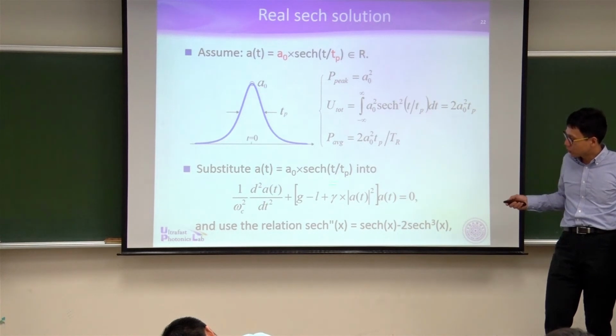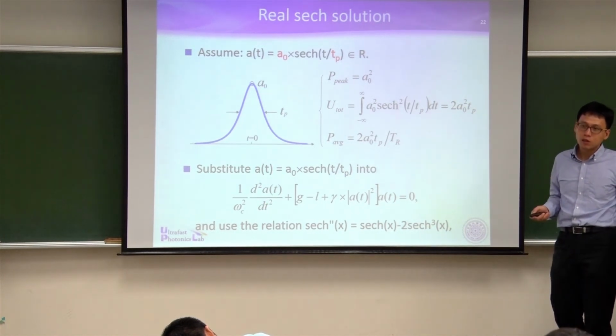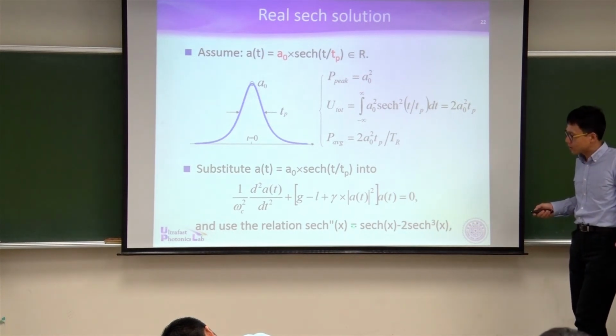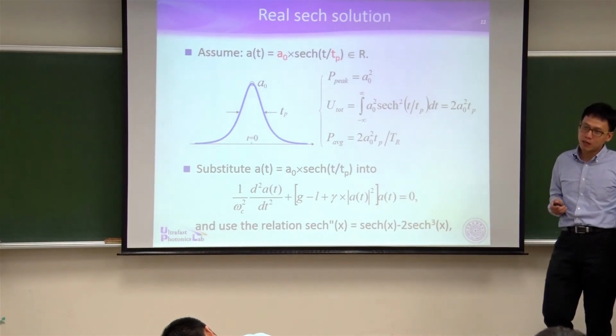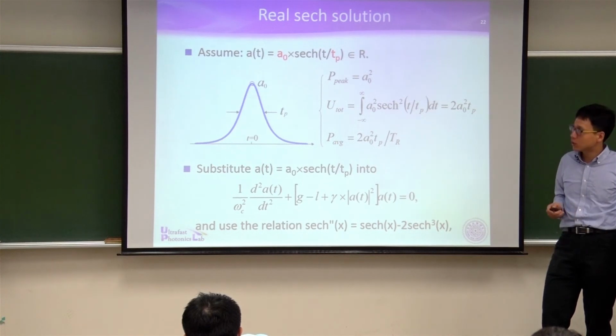If you substitute into this equation, you will see there are only two possible functionals. One is sech, the hyperbolic secant function. The other is the cube of the hyperbolic secant function. Only two possibilities. And that's why you can find the governing equations for A0 and Tp.